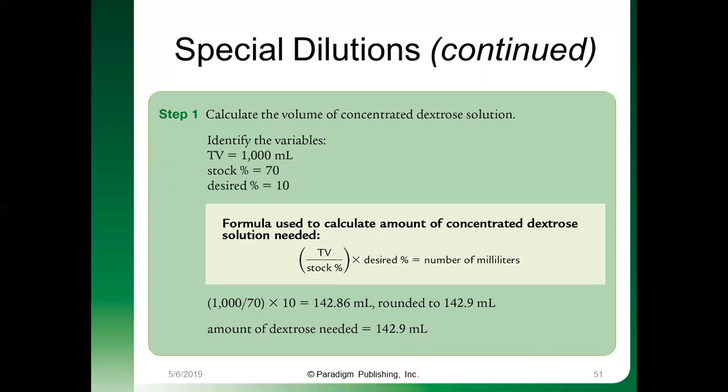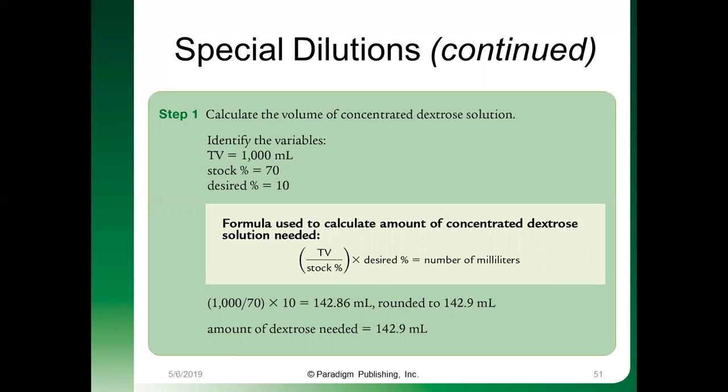So the formula used to calculate the amount of concentrated dextrose solution: total volume divided by the stocked percent times the desired percent is equal to the number of milliliters that we need. So 1,000 divided by 70 times 10 will give us 142.86 mLs, rounded to 142.9 mLs. The amount of dextrose needed is 142.9 mLs. So you're going to draw up 142.9 mLs of the 70% stock dextrose.